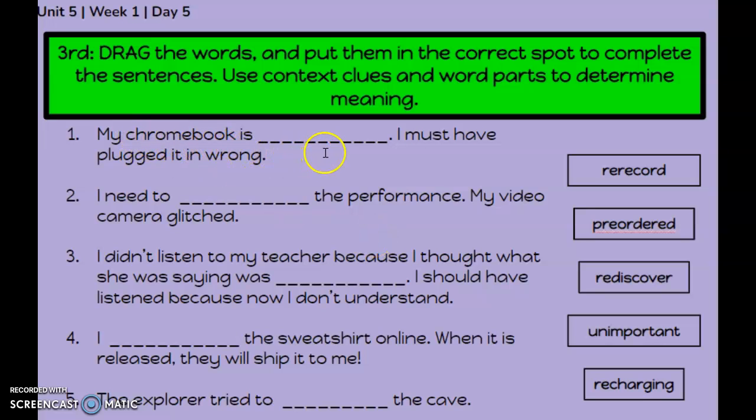My Chromebook is blank. I must have plugged it in wrong. I need to blank the performance. My video camera glitched. I didn't listen to my teacher because I thought what she was saying was blank. I should have listened because now I don't understand. I blank the sweatshirt online. When it is released, they will ship it to me. The explorer tried to blank the cave.